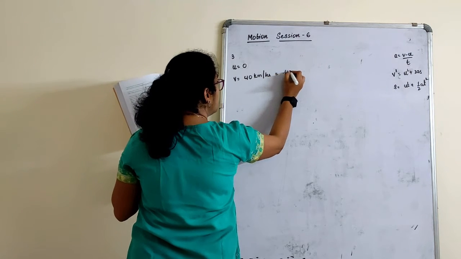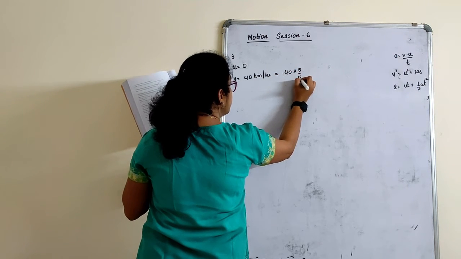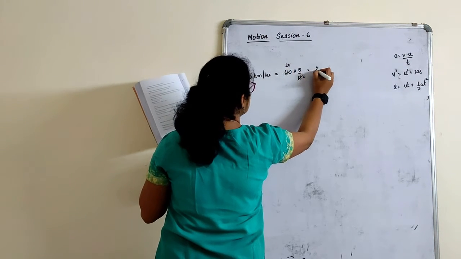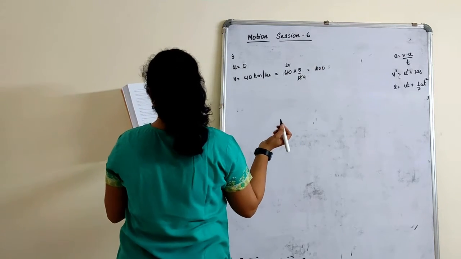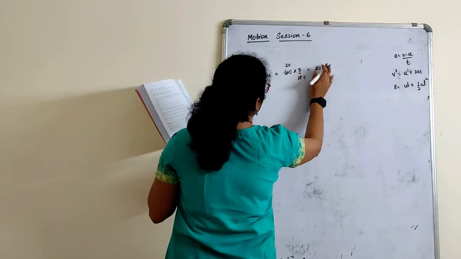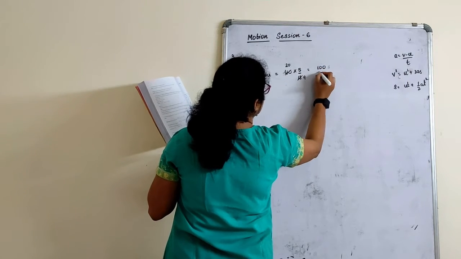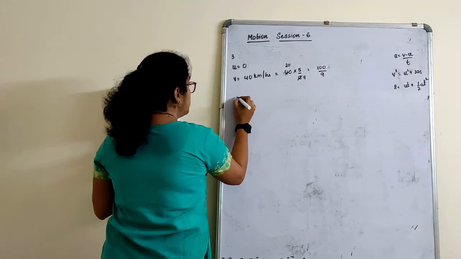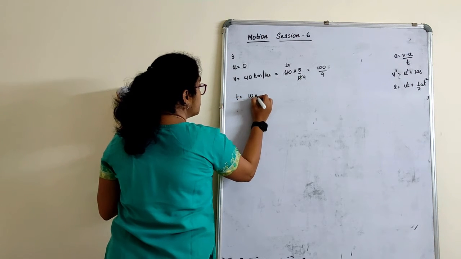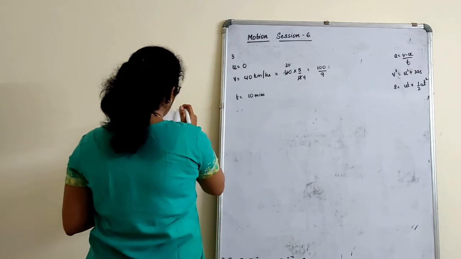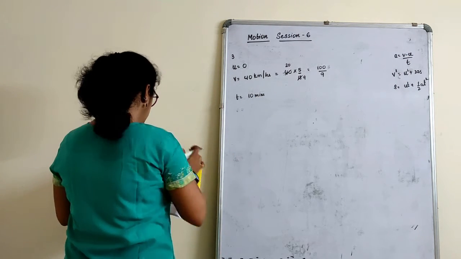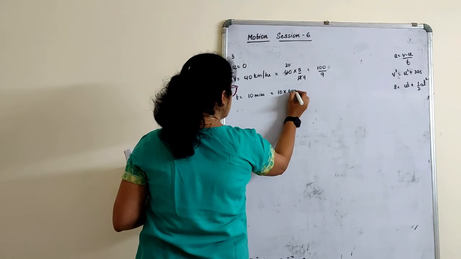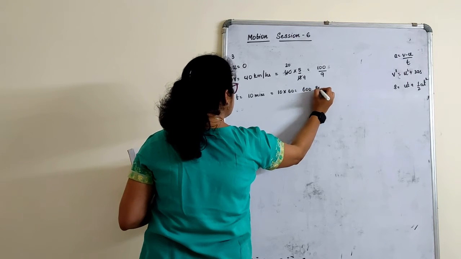That is equal to 40 into 5 by 18. 2 9s are 2 2s are, so this is 200. Sorry, 5 2s are not 200, it is 100 by 9. Keep this as it is. And time is equal to 10 minutes. So let's convert the time in terms of seconds. 10 into 60, 600 seconds.